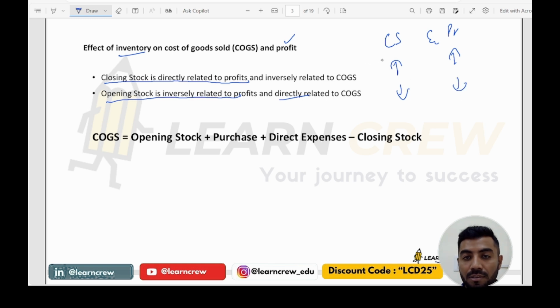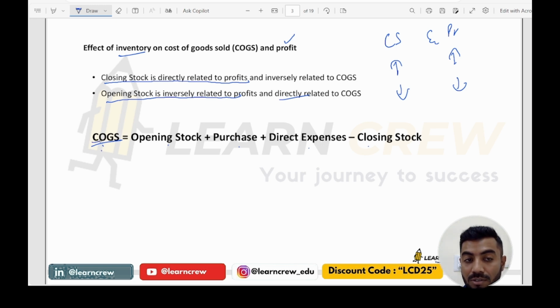Okay, just remember this so that other things you can easily get. Okay, done. Then coming to the formula of cost of goods. What is the formula? Opening stock plus purchases plus direct expenses minus closing stock. This is the formula to find the cost of goods.